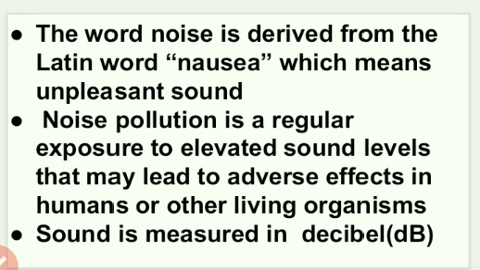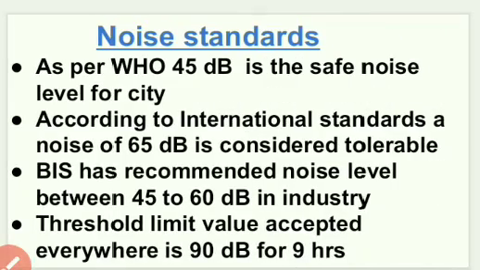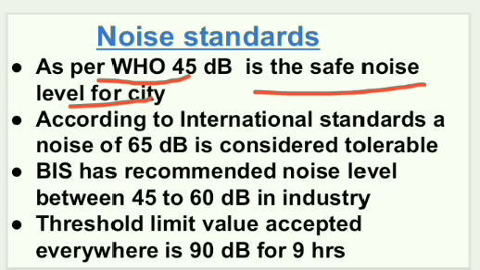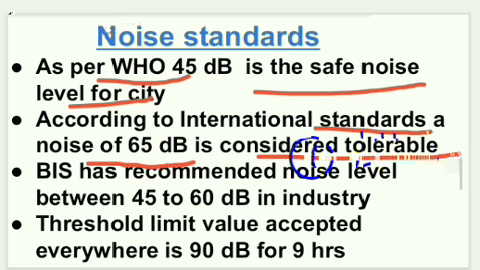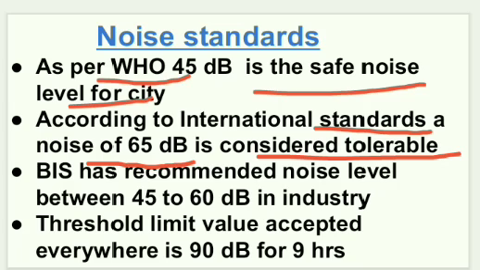As we all know, intensity of sound is measured in the unit decibels. Now, the sound beyond 80 decibels becomes noise as it harms the auditory system. Let us discuss noise standards. The World Health Organization (WHO) has fixed 45 decibels as a safe noise level for a city. According to WHO, noise of 45 decibels is the suitable or safe noise level for a city. According to international standards, noise of 65 decibels is considered tolerable. So as per international standards, a noise level up to 65 decibels is considered tolerable.